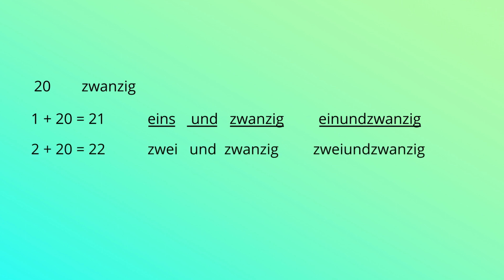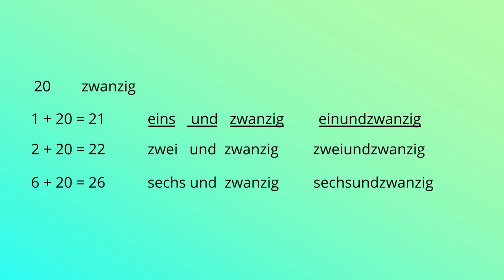The same logic you have to follow for the rest of the numbers up to 99. We will see a few more examples. 2 plus 20 is 22. 2 is zwei, 20 is zwanzig. 2 and 20, zwei und zwanzig is 22. 6 plus 20 is equal to 26. 6 is sechs, 20 is zwanzig. So 6 and 20, sechs und zwanzig.